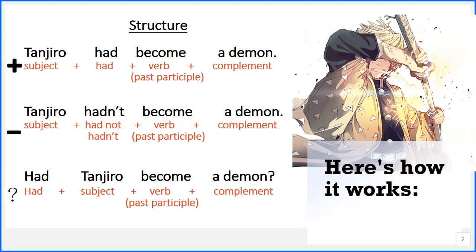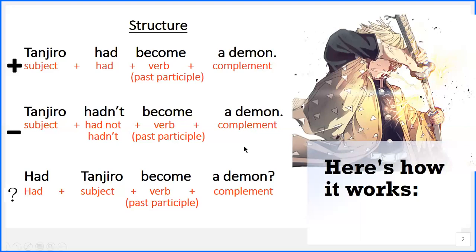If we want to make this into a negative, the only thing we have to add is not to our had. So we need to make sure that it's our negative, okay? And if we want to make it into a question, we're going to do the same switch we always do. We're going to switch the subject with our auxiliary. So now we're going to start with had and then move on to the subject itself. All right, so here are some examples. Go over these examples, practice the structure as many times as you need because it is very, very important.